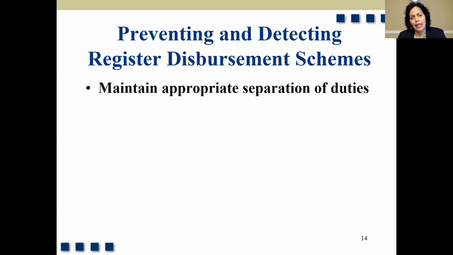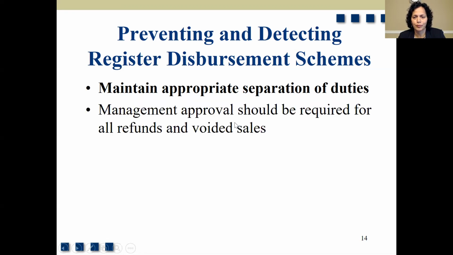So once again, like all the previous chapters we've talked about, how do you try and prevent any of these kind of fraudulent schemes from happening? Maintain appropriate separation of duties. Segregation of duties probably is the most important key to trying to keep a hold of this. Otherwise, you're going to be out of business before you even have started your business.